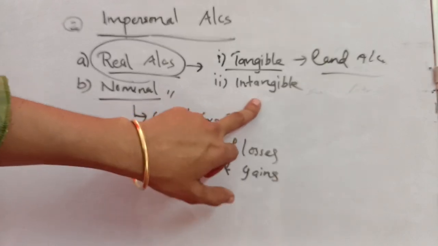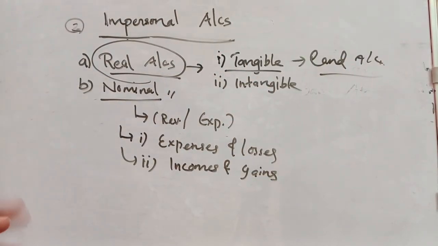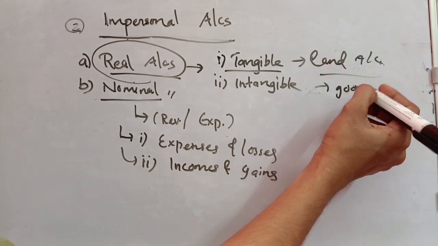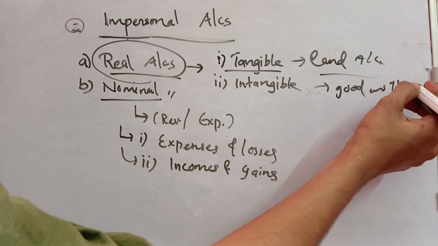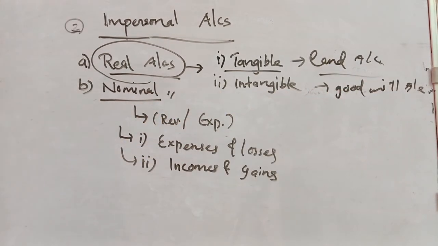Then intangible real accounts are those which cannot be seen or touched, and mainly represent legal rights. For example, goodwill account, patent account, etc. So these all come under intangible real accounts.